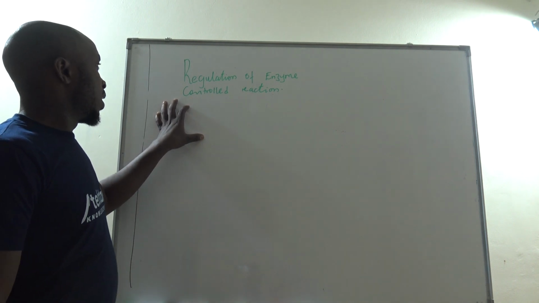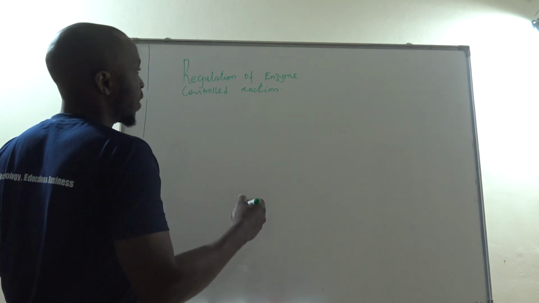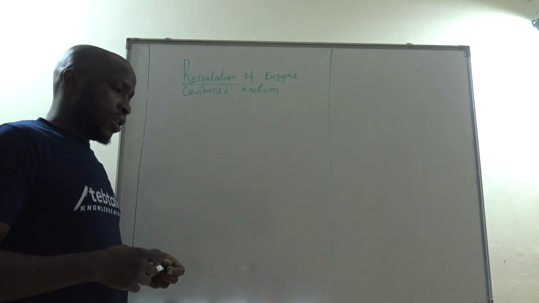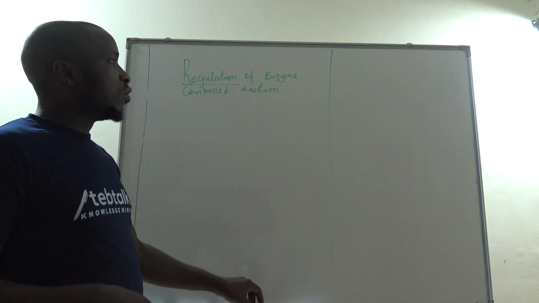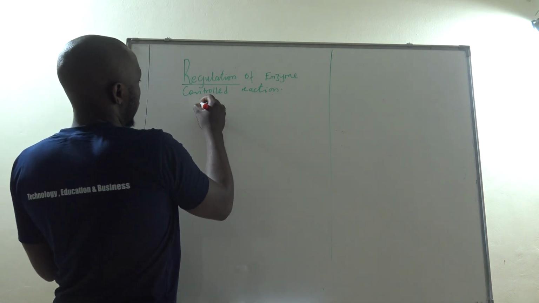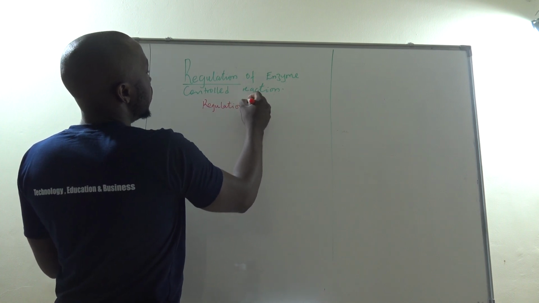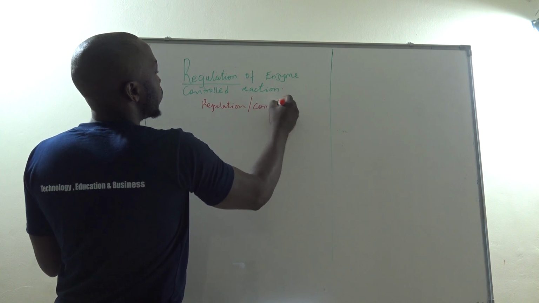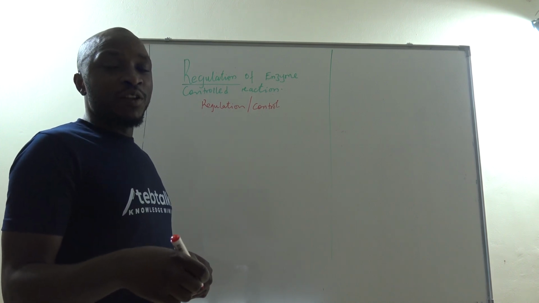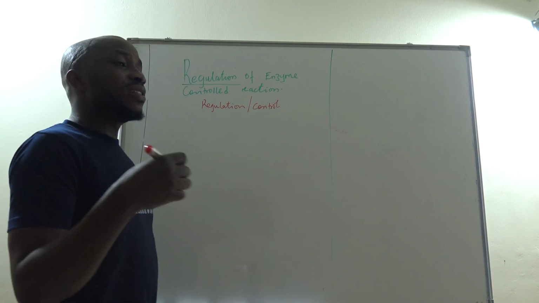We are still looking at biology, and in this episode we're going to focus on regulation of enzyme controlled reactions. But before we continue, what is regulation? Regulation would be the same as control. So enzyme controlled reactions are also controlled, meaning enzyme controlled reactions do not go up to infinity. They reach a certain stage and stop.